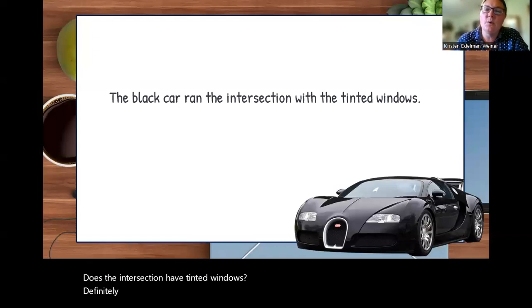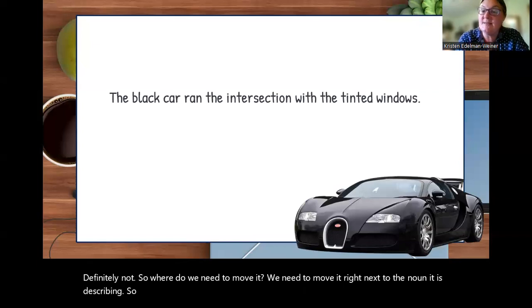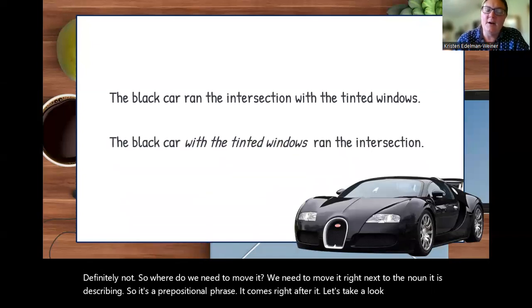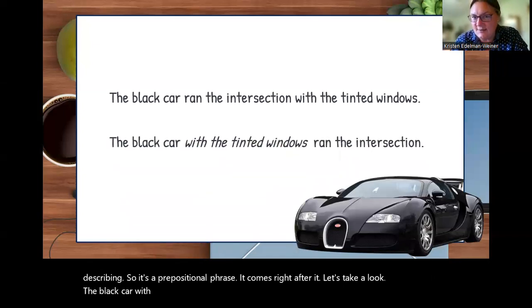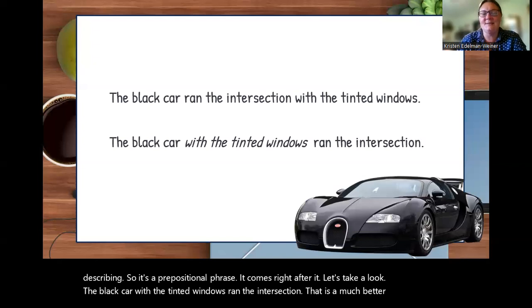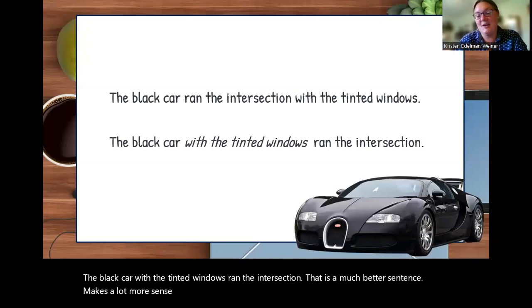Definitely not. So where do we need to move it? We need to move it right next to the noun it is describing. So it's a prepositional phrase. It comes right after it. Let's take a look. The black car with the tinted windows ran the intersection. That is a much better sentence. Makes a lot more sense. Let's try it again.